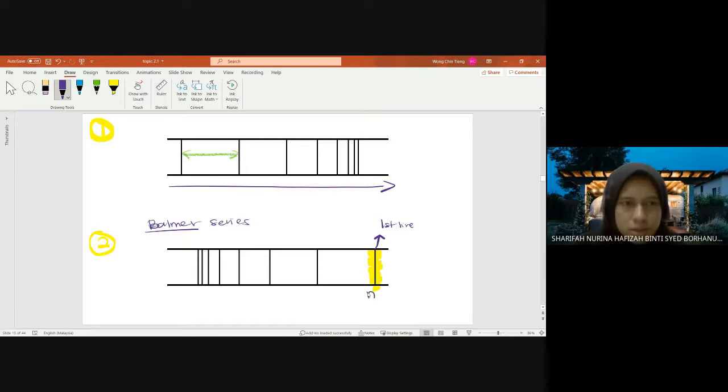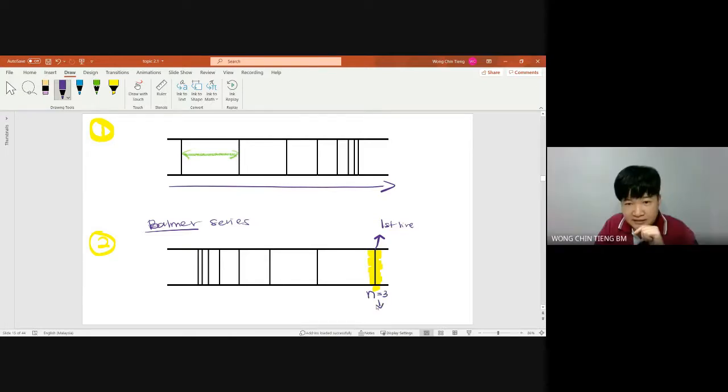N sama dengan 3 kepada N sama dengan 2. N sama dengan 3 jatuh kepada N sama dengan 2. Setuju? Okay, semua mengangguk. Let's ask yang tak mengangguk tu. Izzati, kenapa jatuh kepada N sama dengan 3? In Balmer series, N final is 2. N final is 2. Perfect.